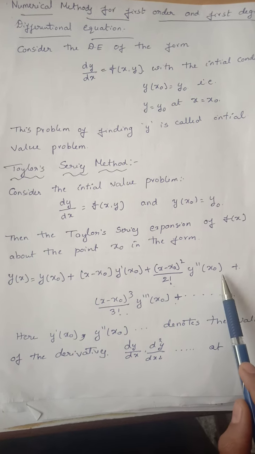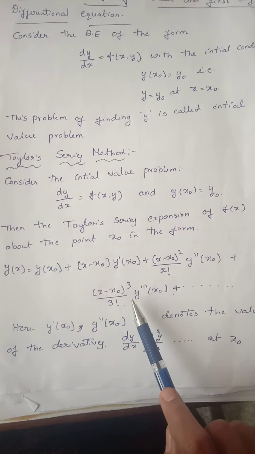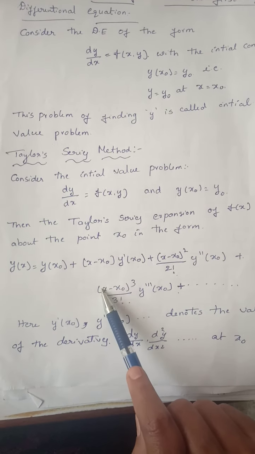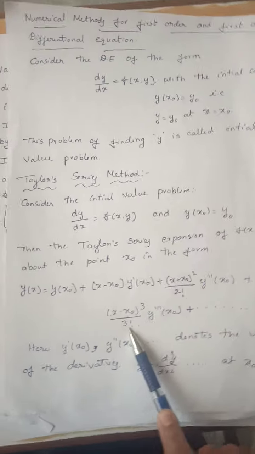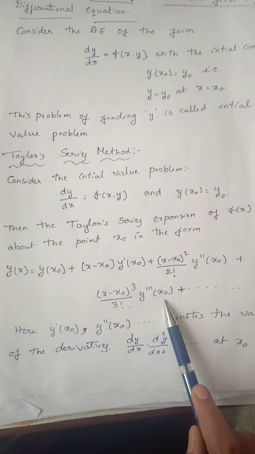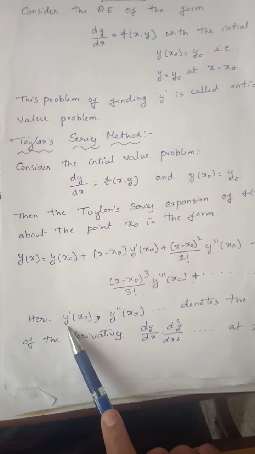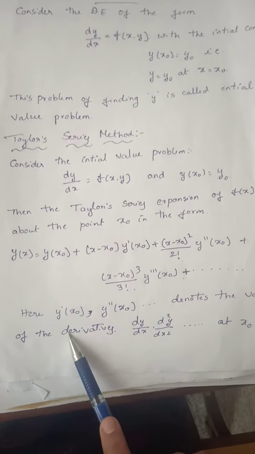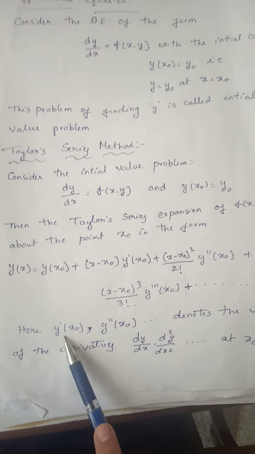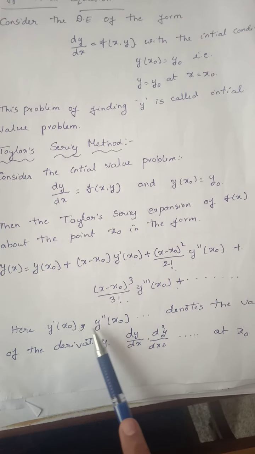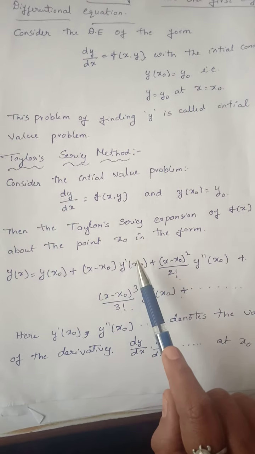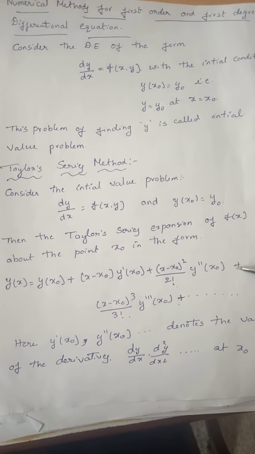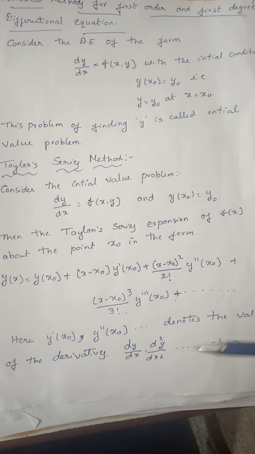If they ask up to second degree, you write the series up to here only. If they ask the third degree, you have to write one more term. Fourth degree means you have to add one more term like x minus x naught whole power 4 by 4 factorial into the fourth derivative of y. Here we have to do the differentiation. y dash of x naught, y double dash of x naught denote the values of the derivatives. If you know how to differentiate the given function, then the problem becomes easy; we just have to substitute here. So this is the Taylor series method. Remember the series first and then do the differentiation.